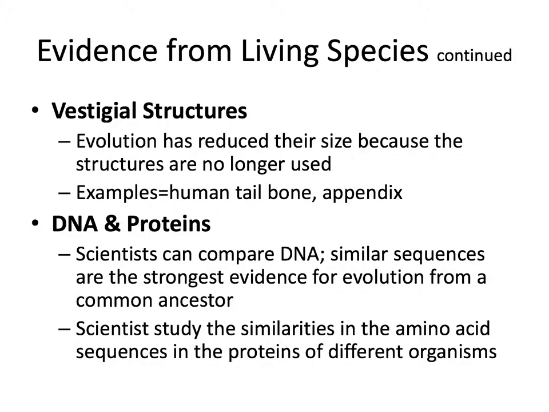Scientists can compare pieces of DNA. Similar sequences are the strongest evidence for evolution from a common ancestor. So we can find out what the ancestors or related species of an organism are by looking at similarities and differences in their DNA. For example, we can see through DNA evidence that dogs evolved from the gray wolf.